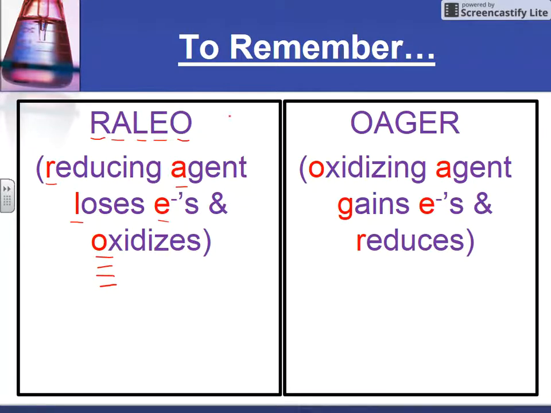So Raleigh. For oxidizing agent, I know this is not how you would spell ogre, like Shrek was an ogre, but it looks like if you were to say that phonetically, ogre. Okay, so oxidizing agent gains electrons and reduces, OAGER. Oxidizing agent gains electrons and reduces.